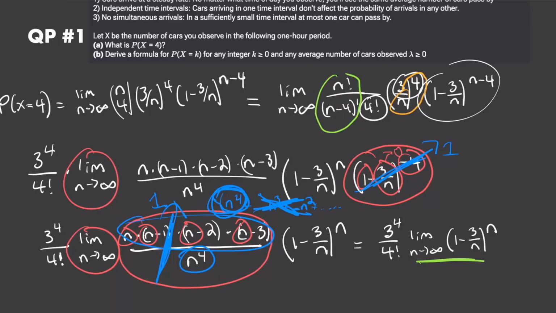So now I've simplified down to this. Now I just need to find the limit as n goes to infinity of this term right here, and you'll notice this is a well-known limit, this is just going to be equal to e to the power of -3.